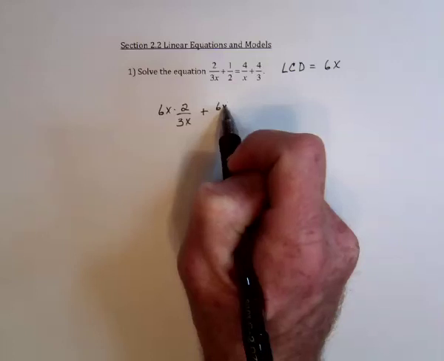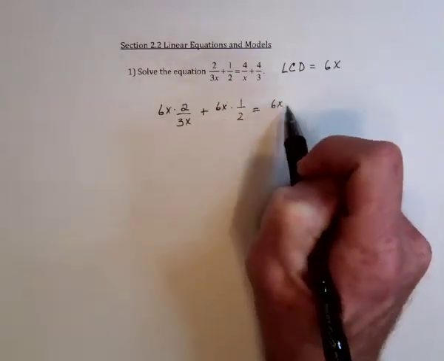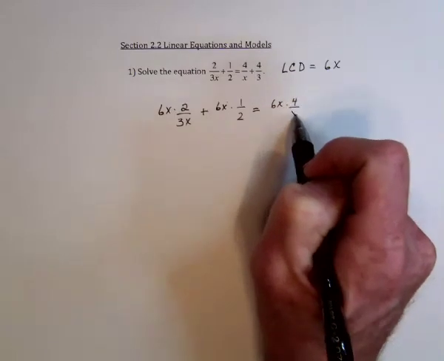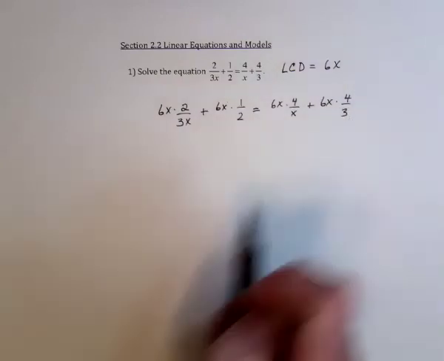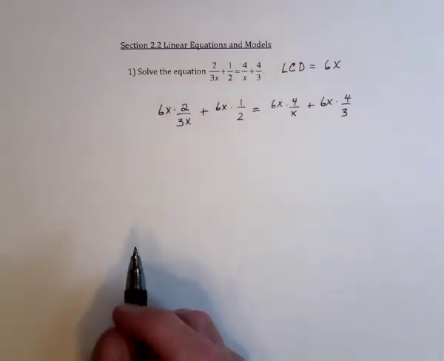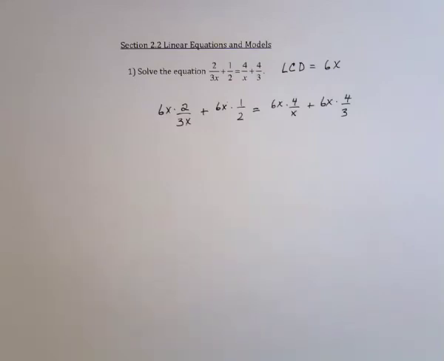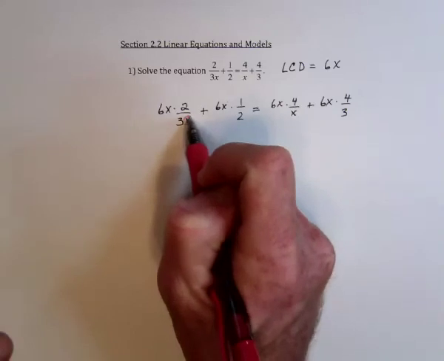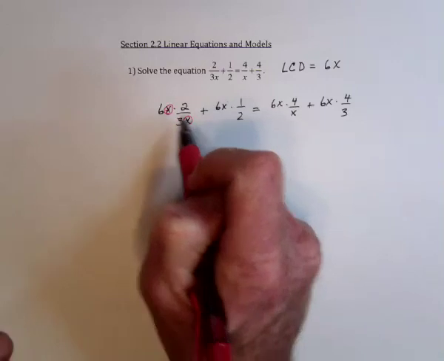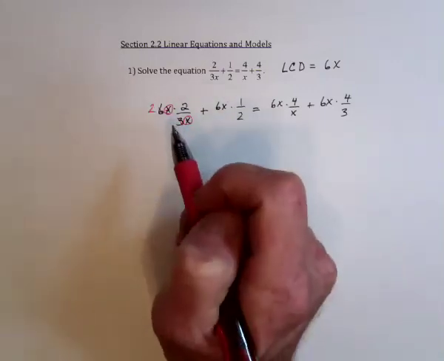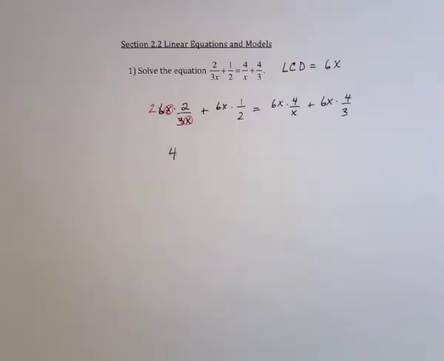I'll have a 6x multiplied by the half, and on the other side of the equation 6x is multiplied with 4 over x, and 6x is multiplied with 4/3. And now begin reducing. So in this first term we've got the x and the x are going to cancel, as well as a 3 will divide into a 6 2 times. So here we have just a 4 that's left.